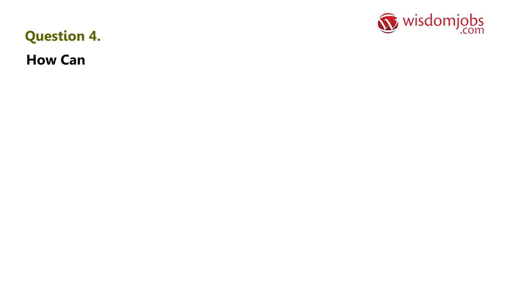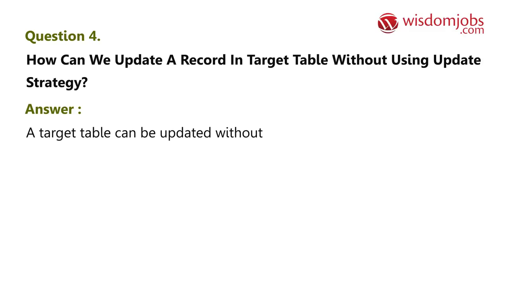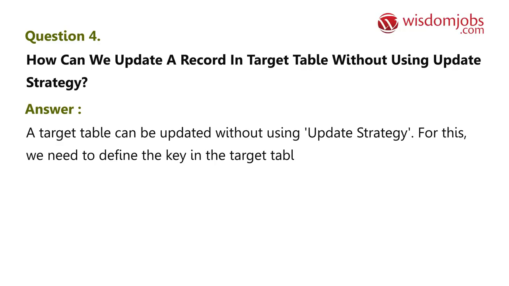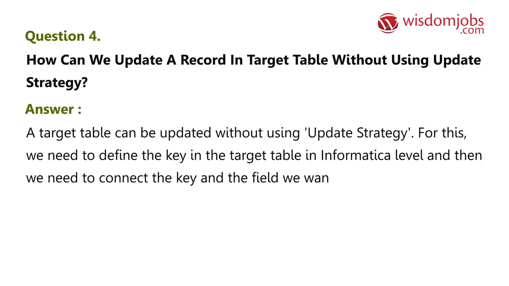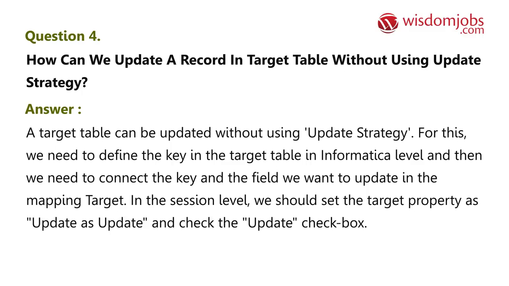Question 4. How can we update a record in a target table without using update strategy? Answer. A target table can be updated without using update strategy. For this, we need to define the key in the target table at the Informatica level, and then we need to connect the key and the field we want to update in the mapping target. At the session level, we should set the target property as update and check the Update as Update checkbox.